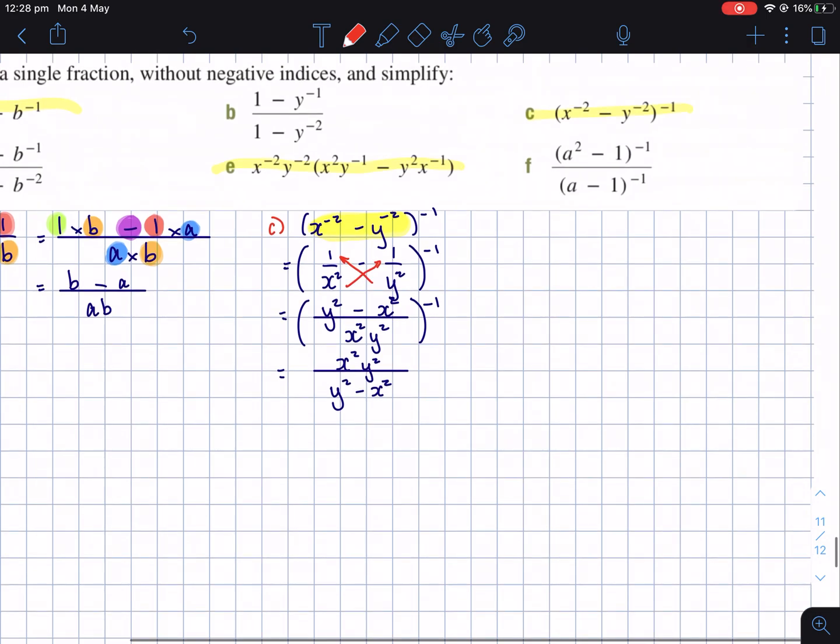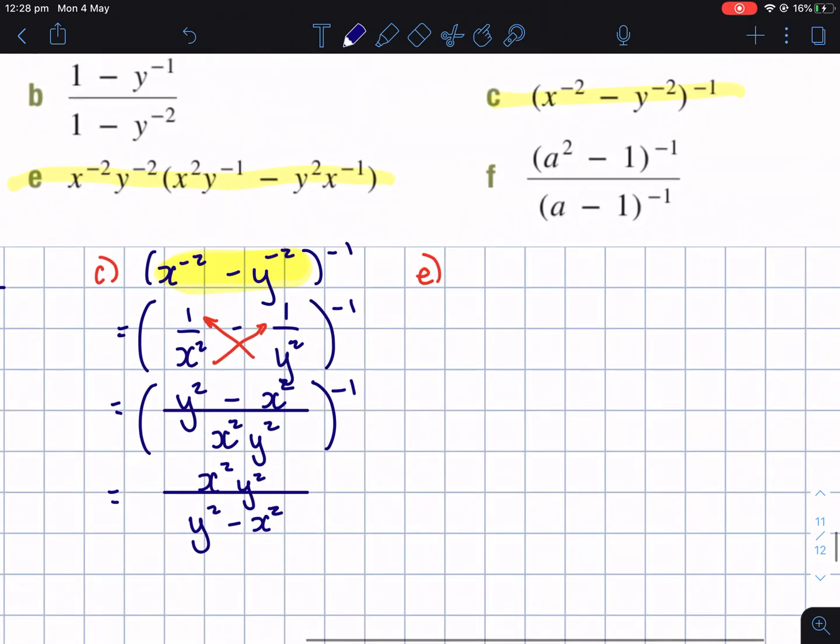And finally, question E. I'm probably going to regret giving myself this little room. So we've got x squared. Well, I'm going to rewrite this as 1 on x squared y squared.